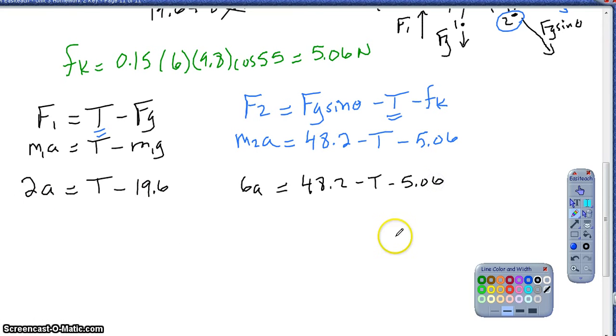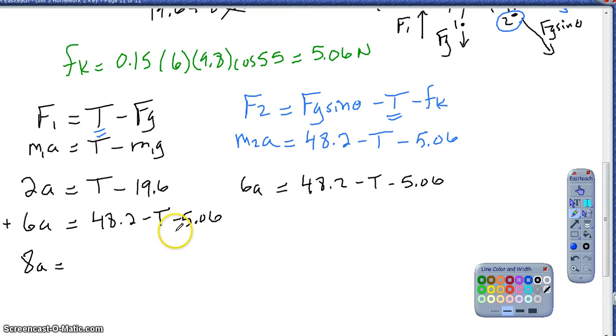Now there's any number of ways that you could solve these using a system of equations. The way that I always recommend is take your two equations and simply add them together. If I add the left side to the left side and the right side to the right side, I'm still keeping the equations balanced, but I'm doing so in a way that eliminates the variable T. So if I take this and I add to it 6a equals the 48.2 minus T minus 5.06, I'm just adding these two sides. On the left-hand side, obviously, I just end up with 8a. On the right-hand side, the perfect part about this is I end up canceling out the T's.